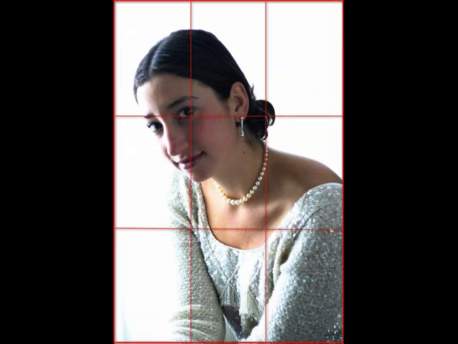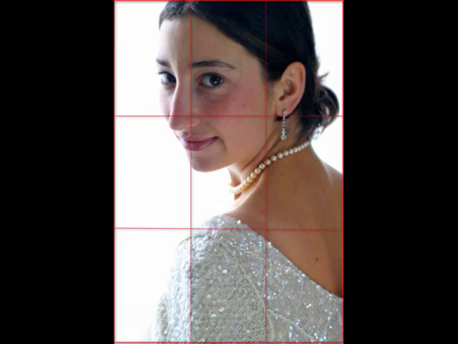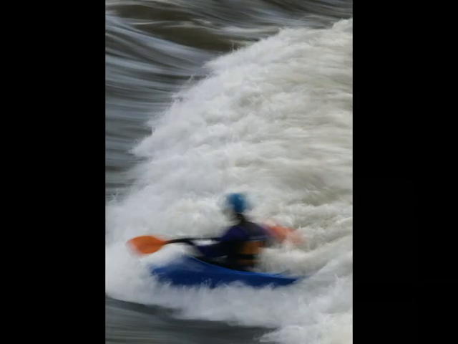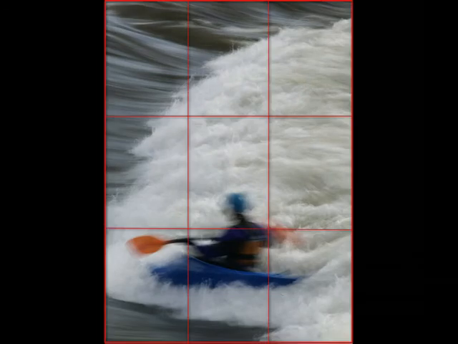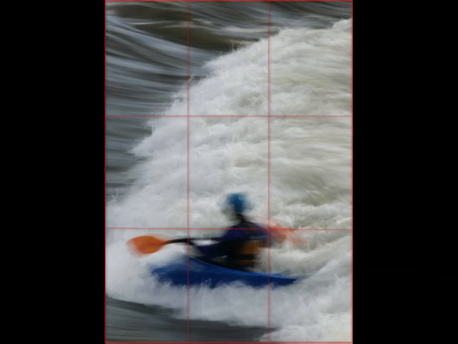You can compose portraits in the same manner. This is photographed on the thirds, as is this one. Here the kayaker sits on the lower third.